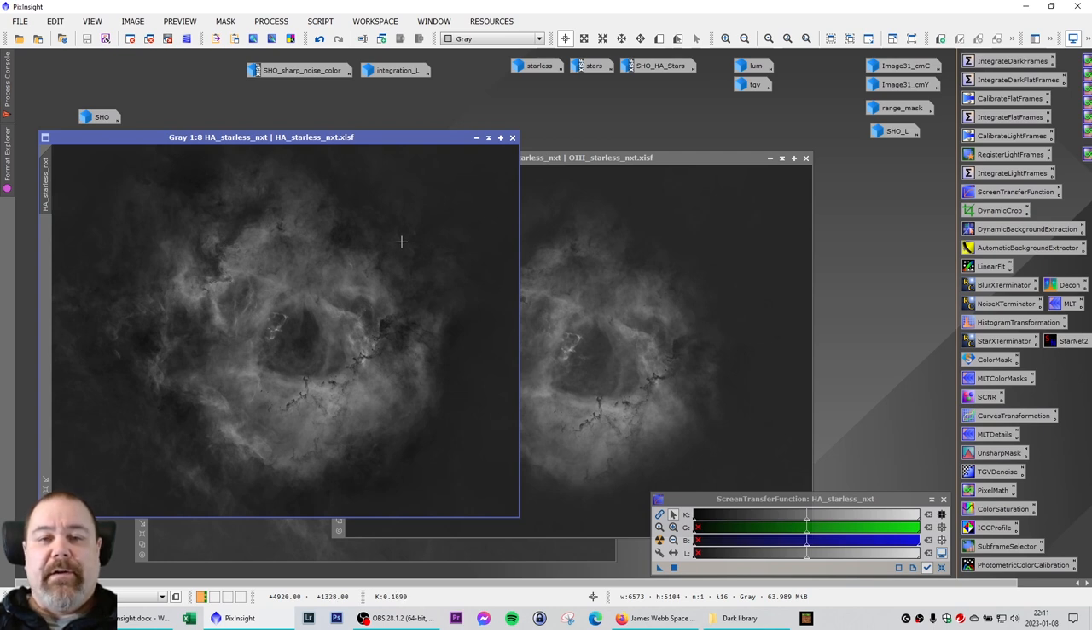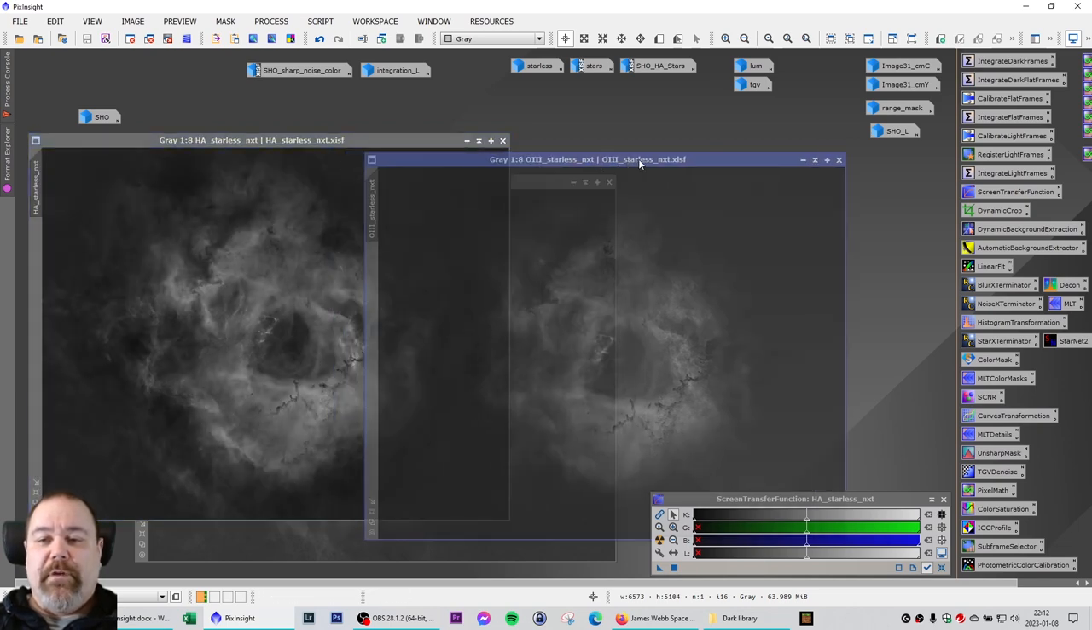The first thing that I did in non-linear mode was to run the Star Exterminator process, separating the stars from the nebulosity. I like to do this as a first step in the non-linear mode so that I can really process the nebulosity separately from the stars and not be affected by them. So the Star Exterminator works perfectly.